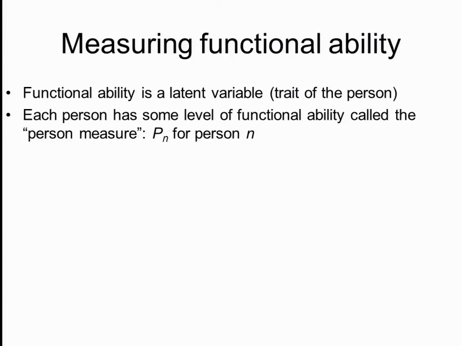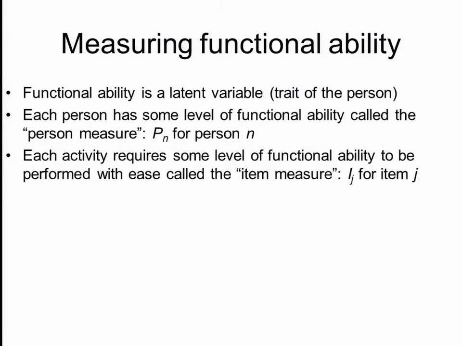Okay, I want to introduce the terminology I'm going to use. Each person has some level of this functional ability, and we're going to use the generic term person measure to refer to that, with the symbol P to represent person measure and subscript N for a specific person N. Each activity requires some level of functional ability to be performed, and we'll call that the item measure. We'll use the symbol I for item measure, subscripted J for item J, just the index for the item.